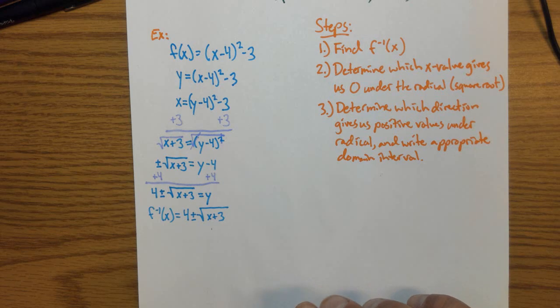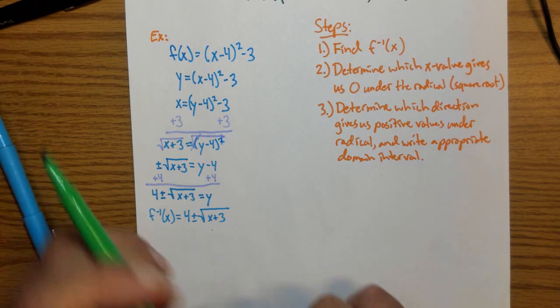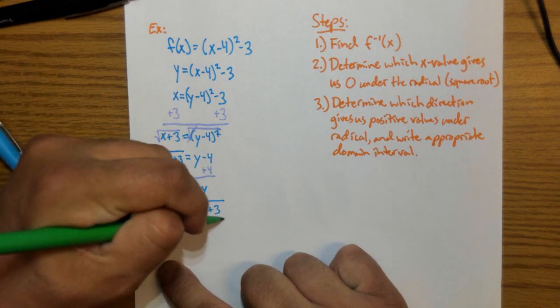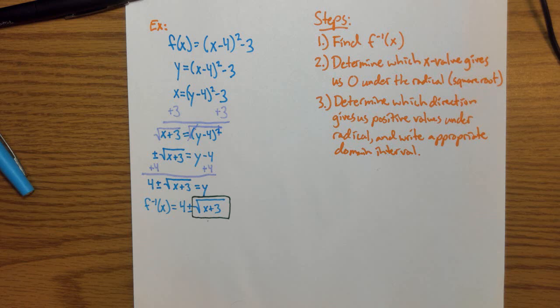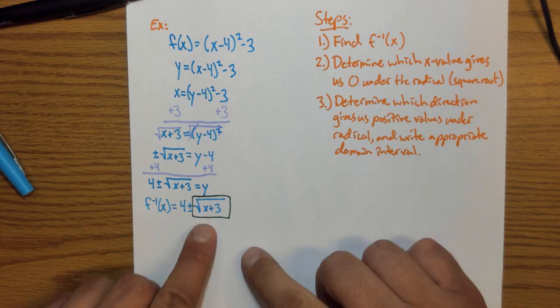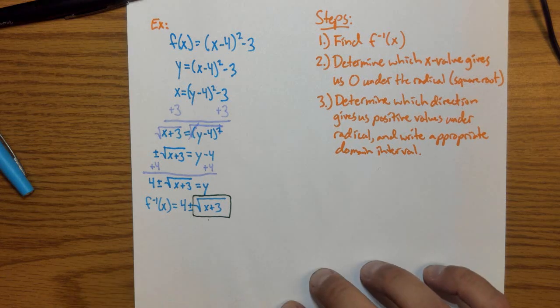So we need to determine which x value gives us 0 under the radical. So I want to focus just on the radical portion right here. The rest of it I don't care about right now. There are 2 ways to do this. One, you can just kind of look at it. Sometimes the numbers will be nice enough where we're like, oh, well, I know if I plug in -3 here, I'll get 0, right? Because -3 plus 3 is equal to 0.